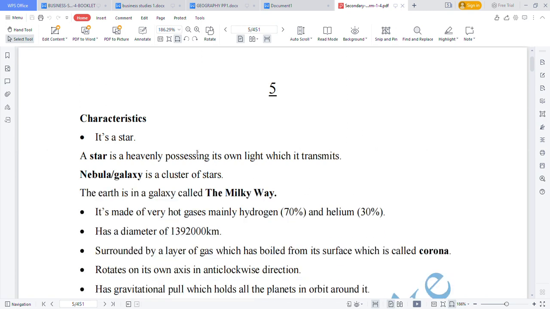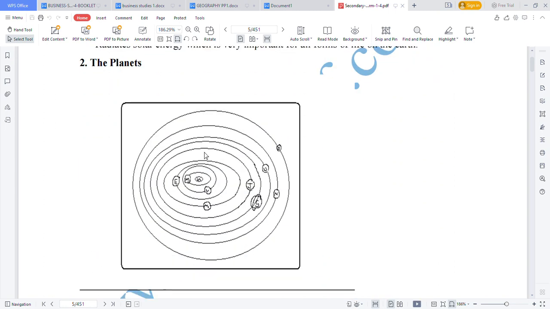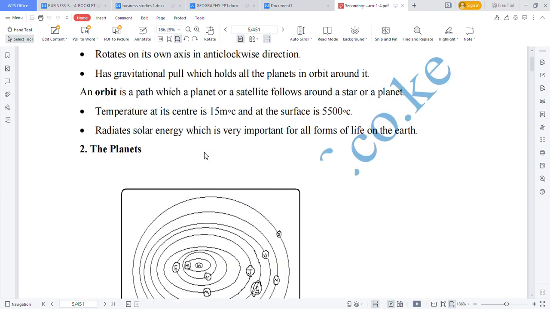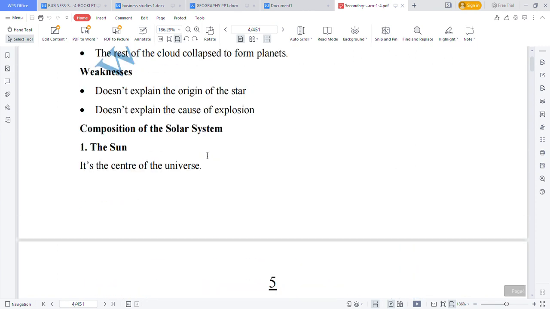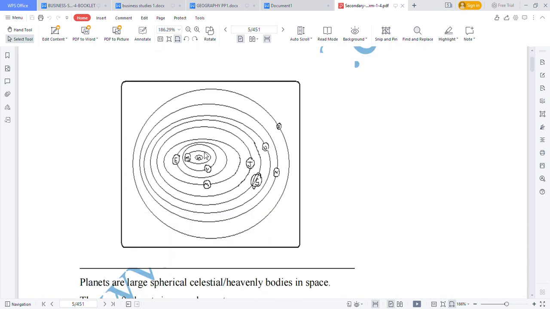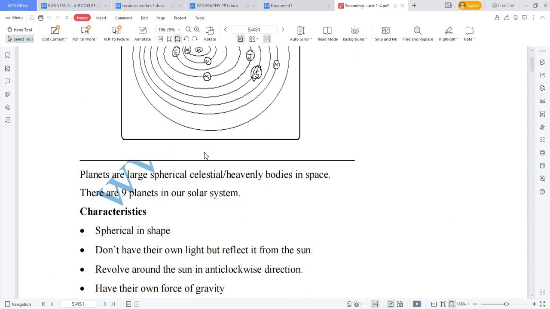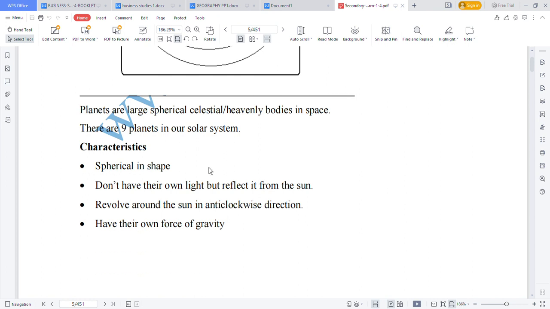We have talked about characteristics. Remember, we are talking about the composition of the solar system. Number two, we are going to talk about the planets. Planets are large, spherical, celestial or heavenly bodies in space. There are 9 planets in our solar system.